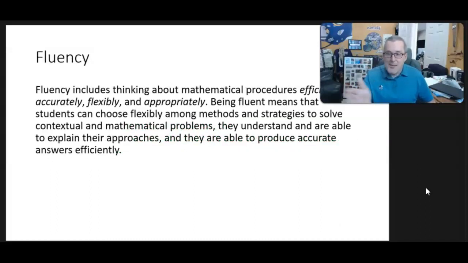Fluency includes thinking about mathematical procedures efficiently, accurately, flexibly, and appropriately. Being fluent means that students can choose flexibly among methods. You just saw 4 different strategies that people might have employed in my Bonhoeffer situation, and they were flexible to choose the one that made the most sense to them in that particular moment. To solve contextual and mathematical problems, and they understand and are able to explain their approaches, and they're able to produce accurate answers efficiently. So fluency certainly is about accuracy and precision, yes, but it's also about flexibility, it's about understanding, it's about appropriateness, and it's about ultimately being efficient.